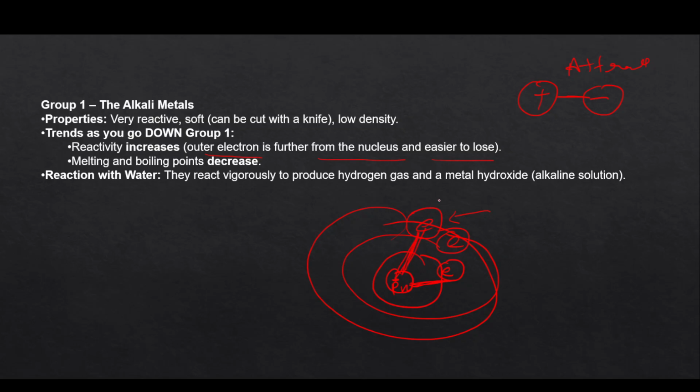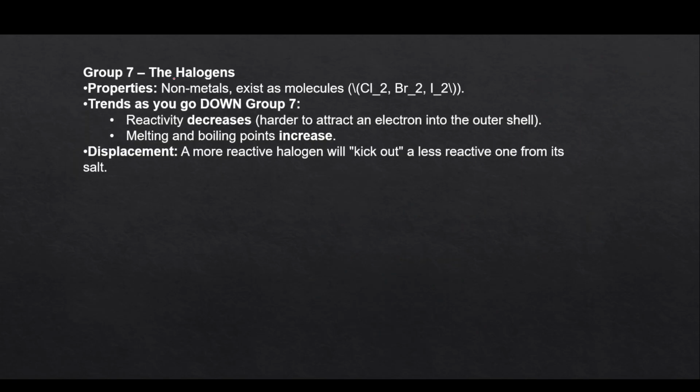So as we go far from the proton, as we increase the distance between proton and electron, the force of attraction is decreasing, so it is easier for this one to lose, right? So as we are going down, the number of shells is increasing, so it becomes easier for the electron to leave this atom and react with others.